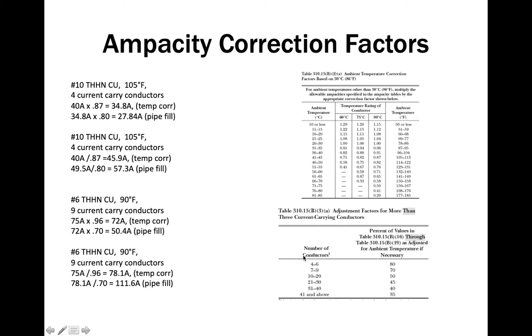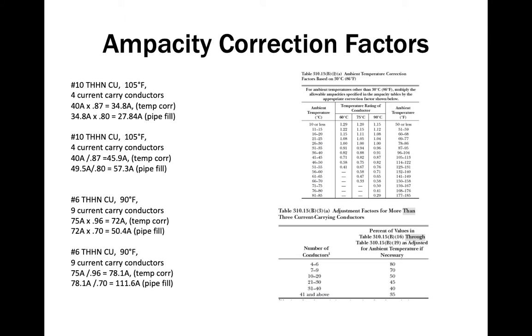Next, I go to my conductors in a pipe. I have 9 current carrying conductors. Here it is, 7 to 9, slide across. My correction factor is 70%. So I take 72 amps, multiply it by 0.7, and that equals 50.4 amps.